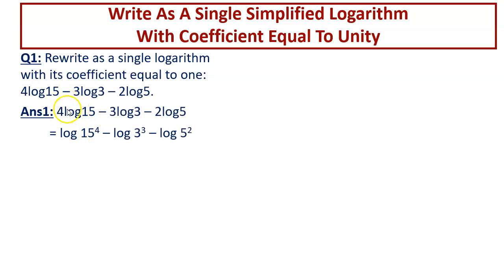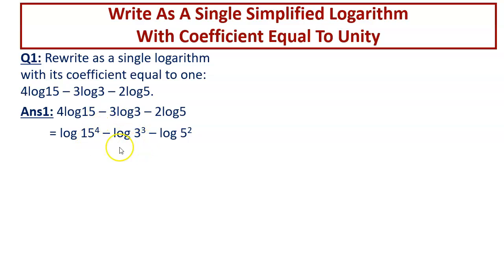Since the coefficient should be made equal to 1, we cannot keep these coefficients. We have to take them to the power part, the exponent of the arguments. So 4 comes as the power of 15. It is log of 15 to the power of 4. Minus 3, this will also go to the exponent of this 3. So it is minus log of 3 to the power of 3. And finally, it is minus log of 5 raised to the power of 2.